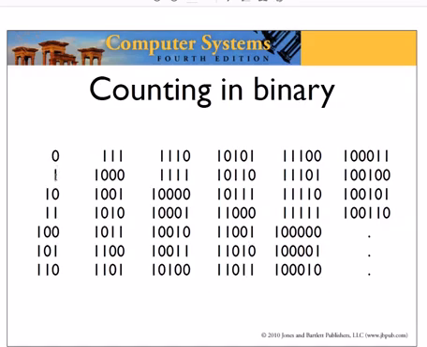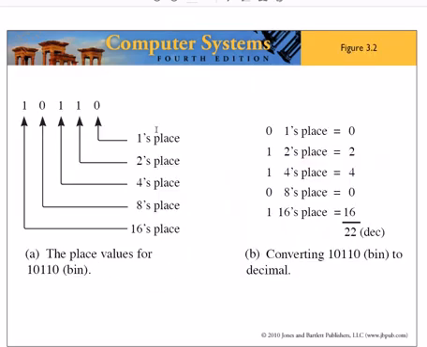0, 1, 1 plus 1 is 10. 1 plus 10 is 11. And then it becomes 100, 101, 110, 111, 1000. So if you have not learned to count in binary, now is a good time to learn. And here we have a number in binary, 10110, and we want to know what it is as a decimal number.